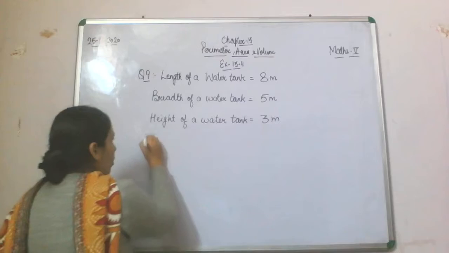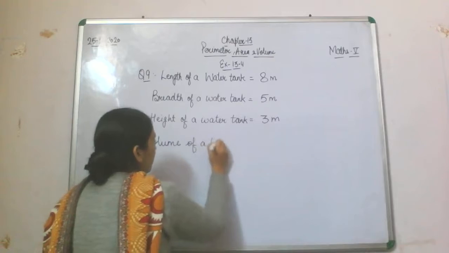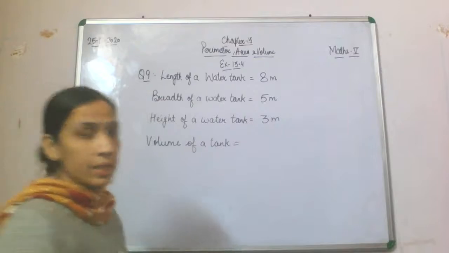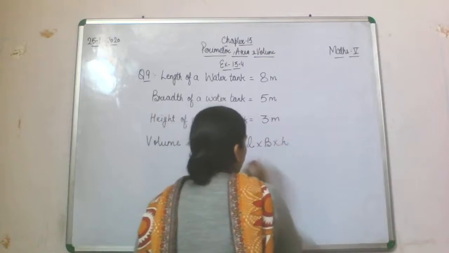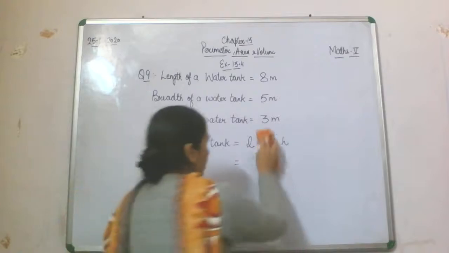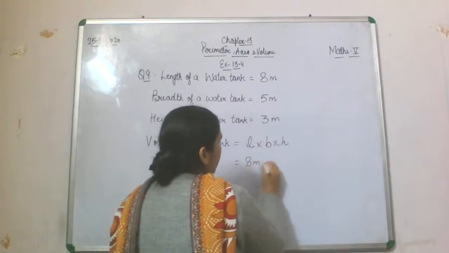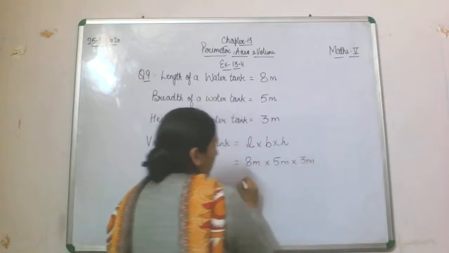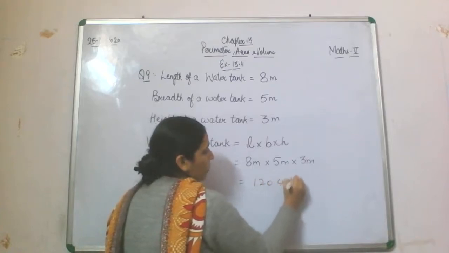So here volume of a tank, what we are going to write is the formula, length multiplied by breadth multiplied by height, L into B into H, LBH. So now we'll do the multiplication. 8 meter multiplied by 5 meter multiplied by 3 meter. Here 8 fives are 40 and 3 forties are 120 cubic meter.